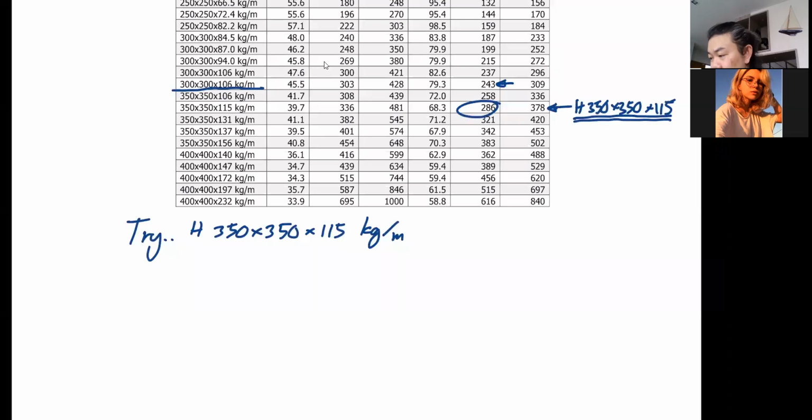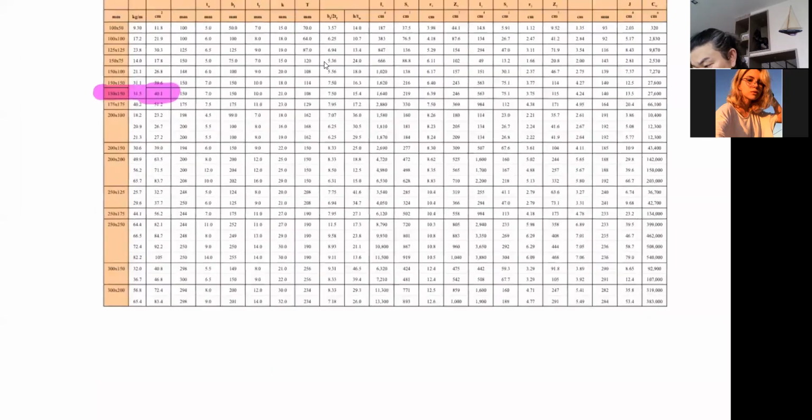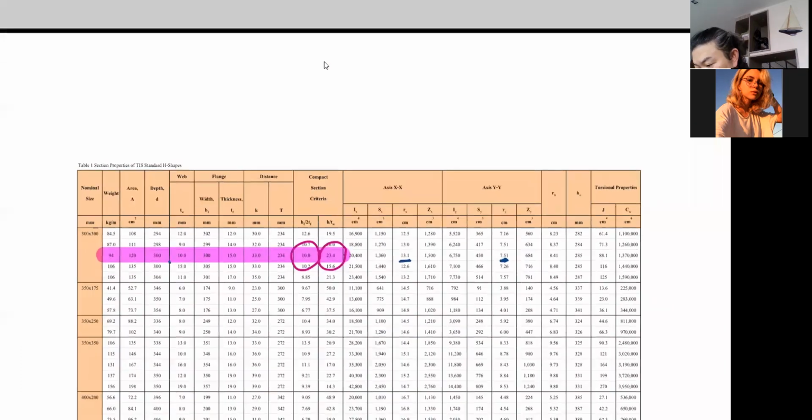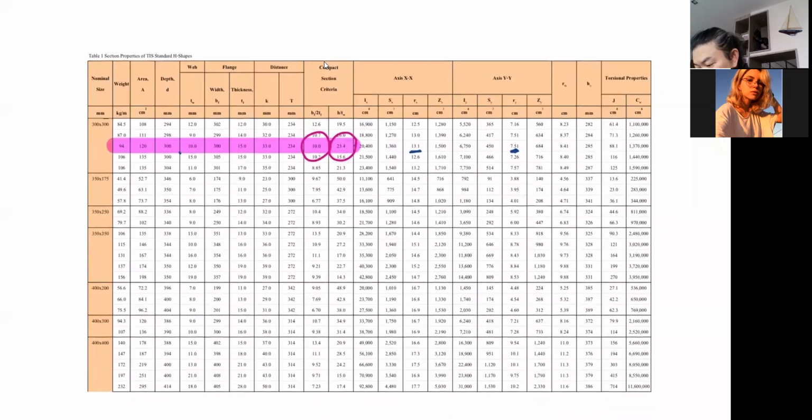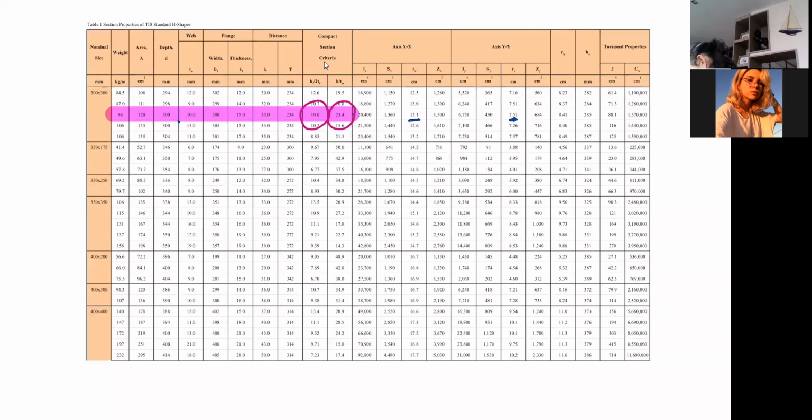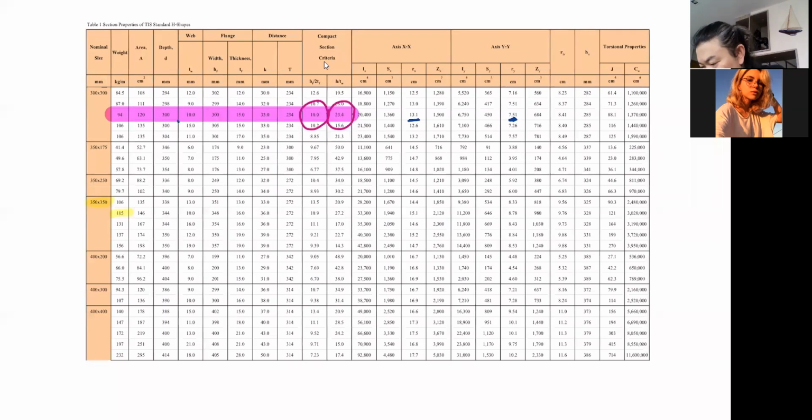Now you got that, you can open your steel table, okay? 350 by 350 by 115, right? Let's change color. It's this one. See, that's 350 by 350. That's the nominal size. We are going to use 115 here.